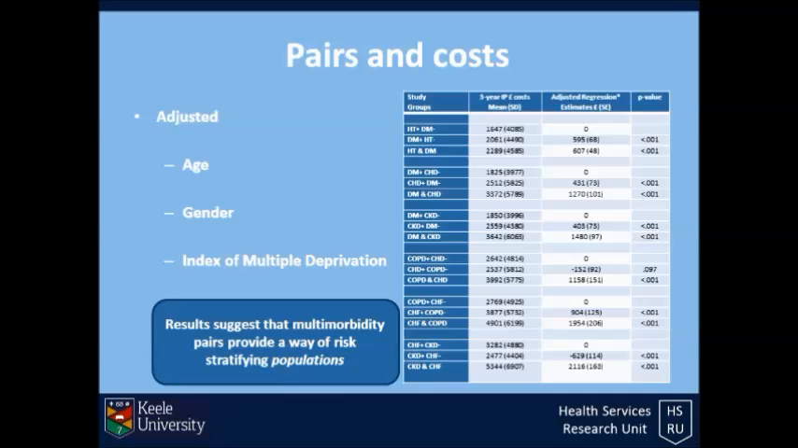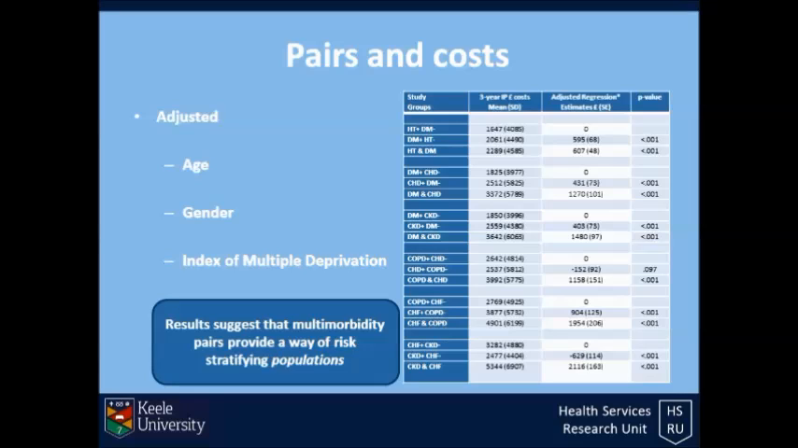What you have to appreciate is there are still large variations in costs for the individual patients. And then if you then return to the final column, the third column, the adjusted difference in costs. So if you have heart failure and chronic kidney disease, your costs on average were £2,000 higher than if you had heart failure without chronic kidney disease.